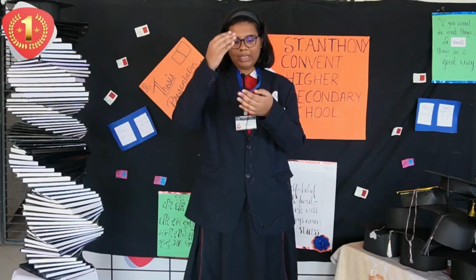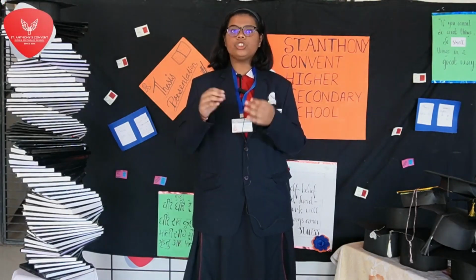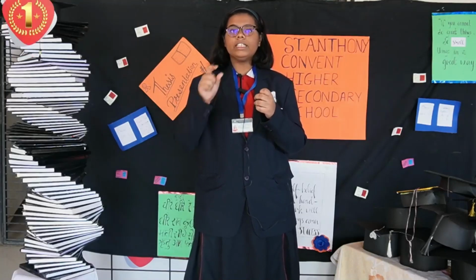Today I am here to talk about my thesis topic, that is identity property of rational numbers in addition and multiplication. Now what are rational numbers? Rational numbers are the numbers that can be represented in the form of p upon q, where q is not equal to 0. The denominator should not be equal to 0.